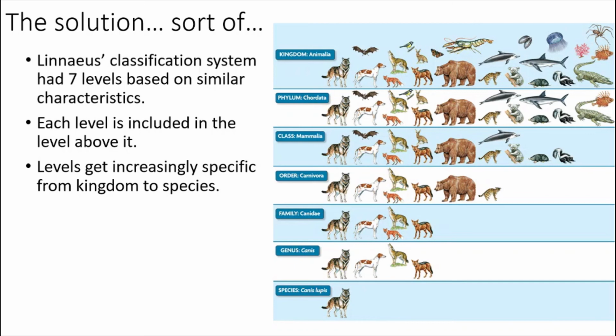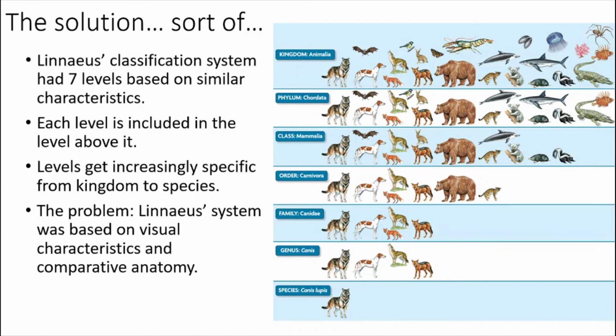So here we have Canis lupus, which is the gray wolf. The gray wolf is a canine, but it's also a carnivore and a mammal and a chordate and an animal. And therefore, by the time you get to the very bottom, the only thing that's left in the species bracket is the species that fits all of those descriptors.